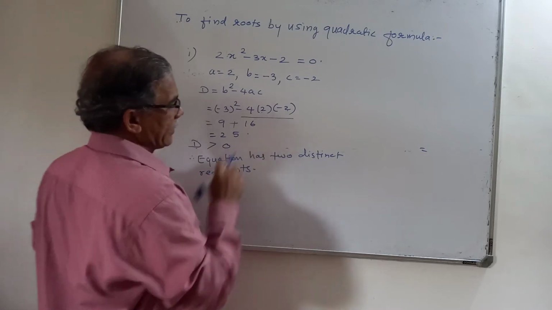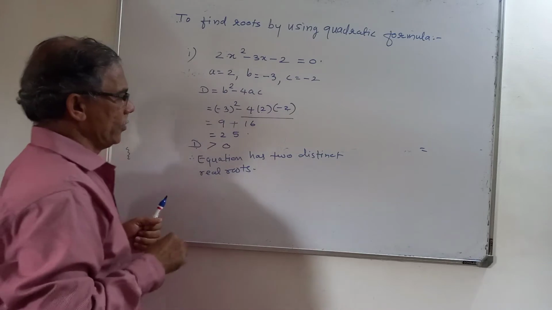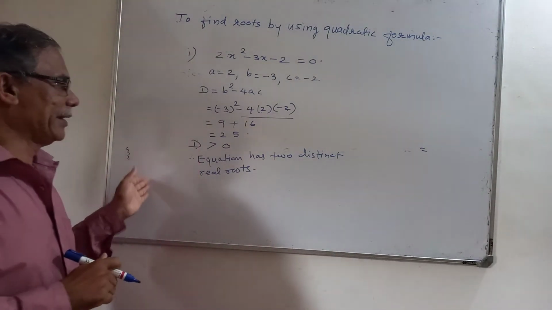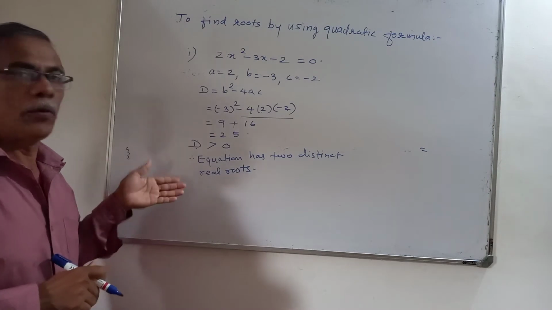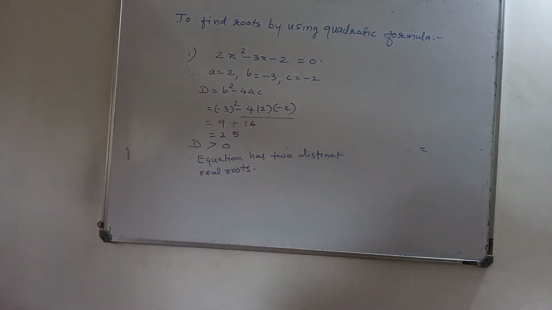So you have to write this statement because there are different conditions. If D is equal to 0, you will have two same roots, equal roots, and if D is less than 0, then there will be no roots. We shall consider that afterwards. So now the equation has two distinct roots. Now how to find the roots?